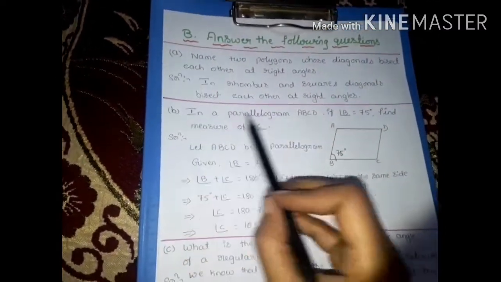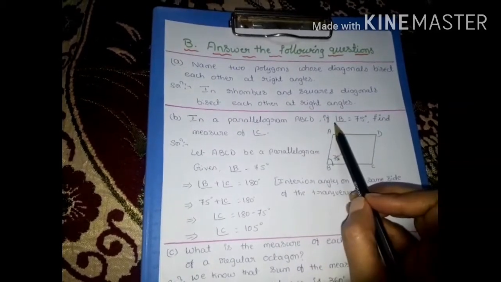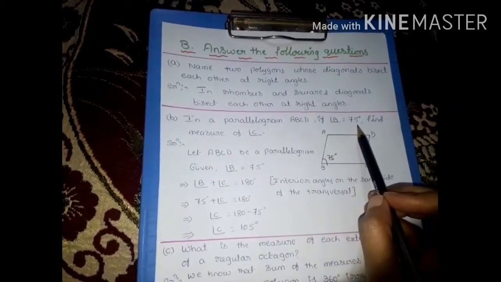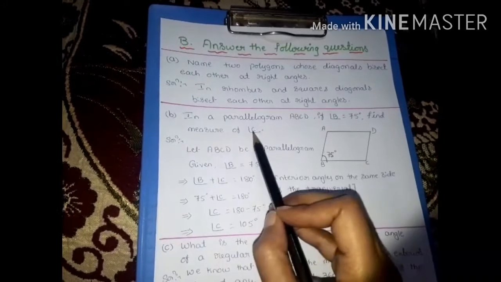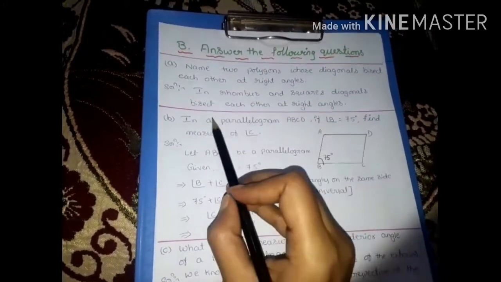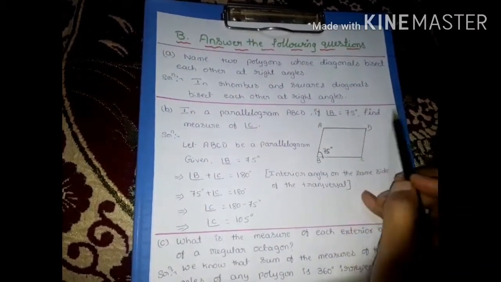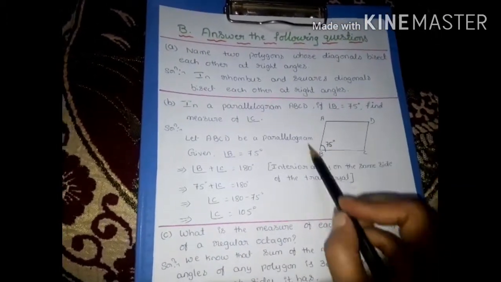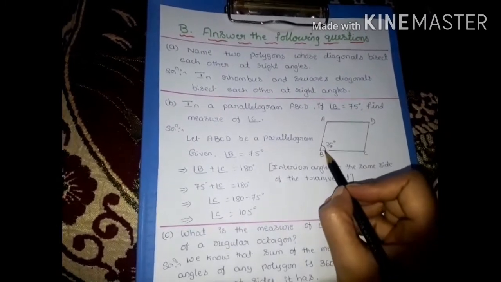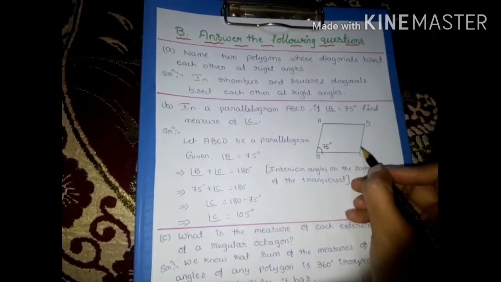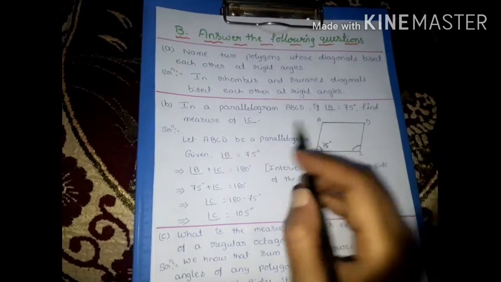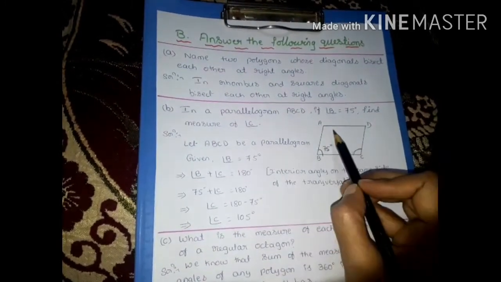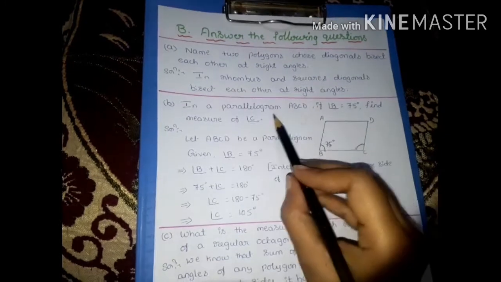B question. In a parallelogram ABCD, if angle B is equal to 75 degrees, find the measure of angle C. Draw a parallelogram, name it ABCD, angle B given as 75 degrees, and you have to find angle C. Here the given ABCD is a parallelogram.